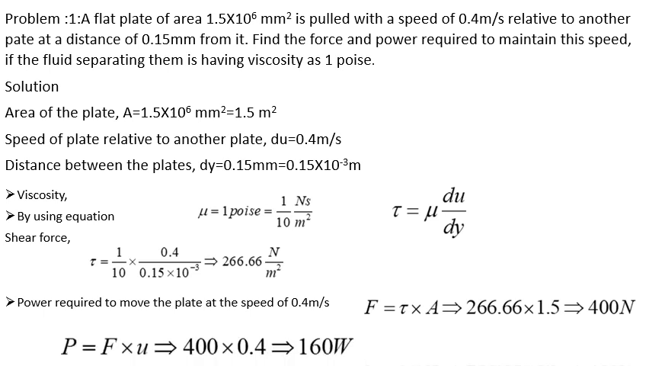The power is the product of force, the shear force, into the velocity of the plate. So that is equal to 400, the shear force, and the plate is moving at a velocity of 0.4 meter per second. So the power required to move this plate is equal to 160 watts. So that is the solution for this first numerical on viscosity, where they asked to calculate the shear force as well as the power required to move the plates at 0.4 meter per second.